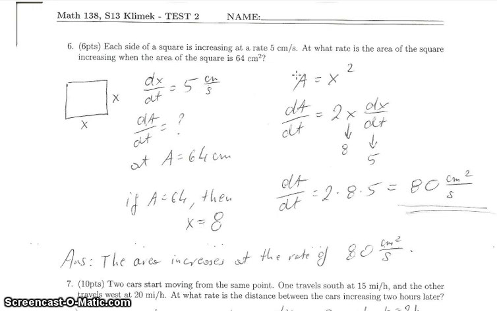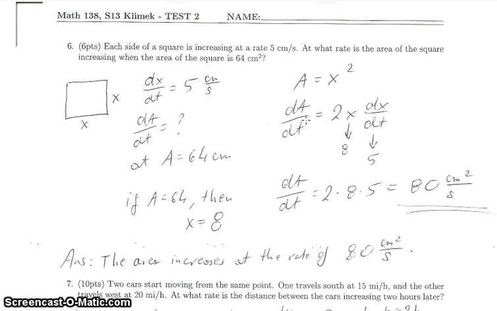And so I start by writing my equation relating the area and the side of the square. So I know that the area of the square is x squared. Then differentiate using implicit differentiation with respect to t. So the derivative of the area is dA/dt, or A prime. And the derivative of x squared is going to be 2x, but you have to multiply it by dx/dt, because we're differentiating with respect to t, not with respect to x.